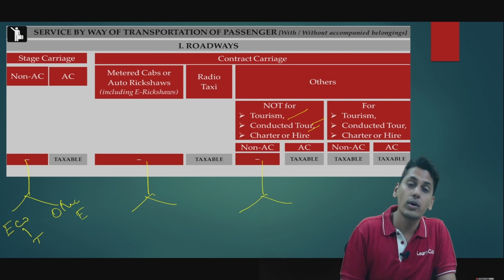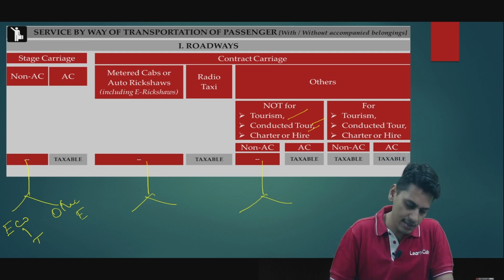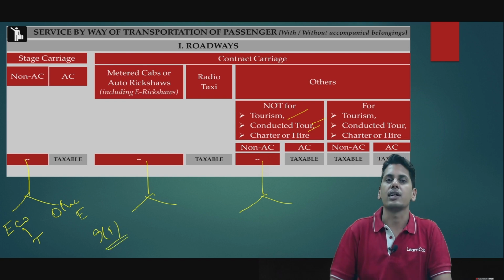So friends, if it is through an ECO, it is taxable. Who is going to pay taxes? The taxes are supposed to be paid by the ECO under 9 subsection 5.